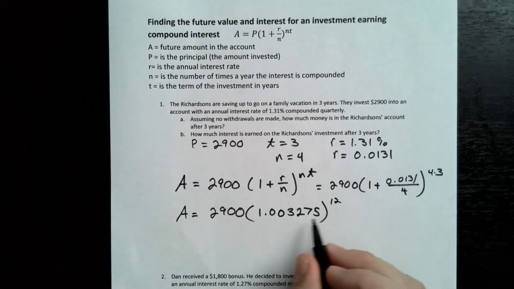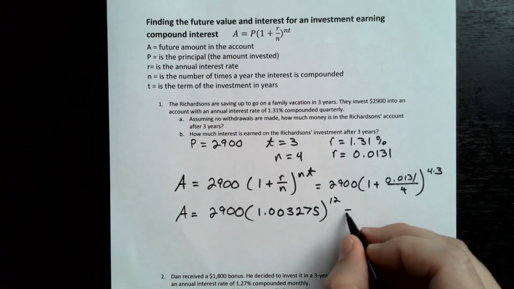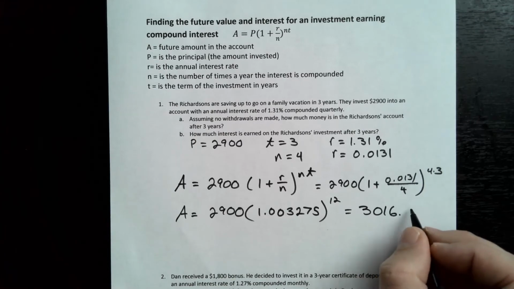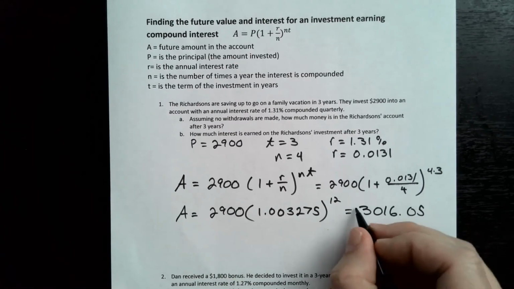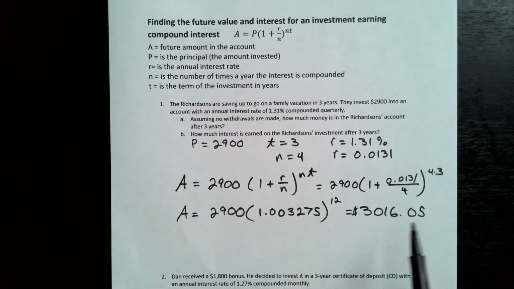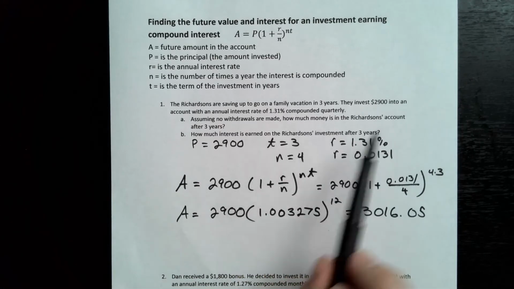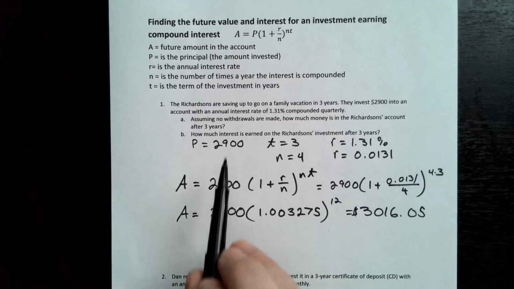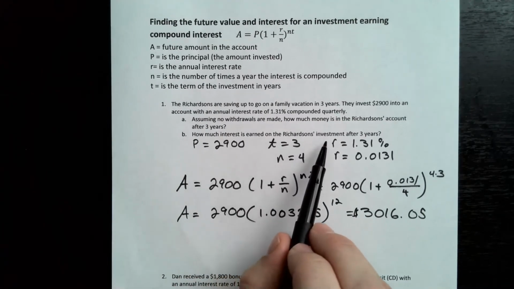Okay, so when we put this in our calculator, we get $3,016.05. Okay, so that's how much money is in the Richardson's account after 3 years. Now, how much money did it gain? How much interest was earned?